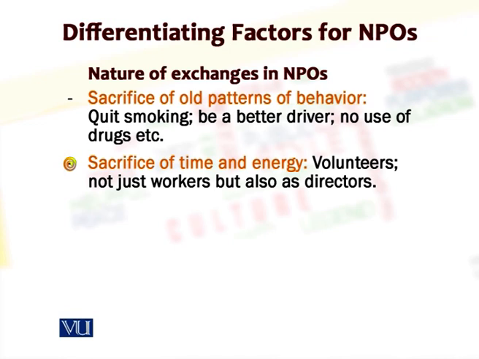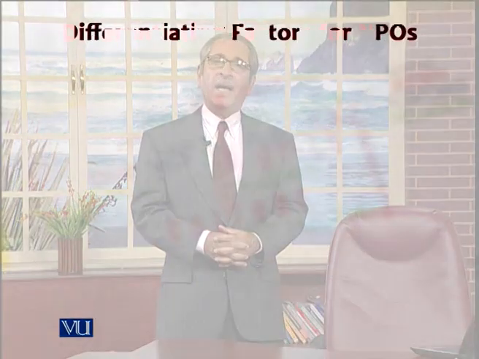Let's go back to the factor of the volunteers, and we'll know that the people have to give time, which again is money, and they have to spend the energy in order to work for a certain organization. Likewise, we have the ad hoc directors, and they also spend a lot of time and energy when it comes to working for an NPO. So this is a case of sacrificing time and energy.